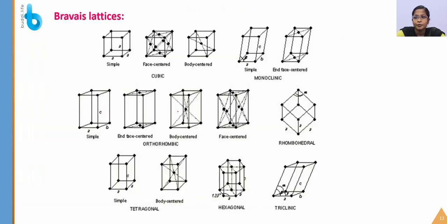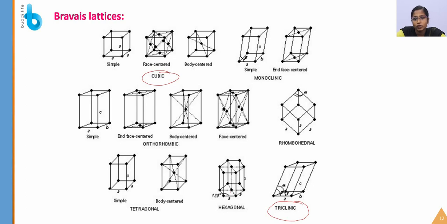So next is the Bravais lattices. There are totally 14 Bravais lattices. Based on these 7 crystal systems, 14 Bravais lattices are possible. For cubic there are 3 Bravais lattices, for monoclinic 2, for orthorhombic 4, and then rhombohedral, and this is for tetragonal, and this is for hexagonal and triclinic. The most symmetrical crystal system is the cubic crystal system, and the most unsymmetrical crystal system is the triclinic crystal system.